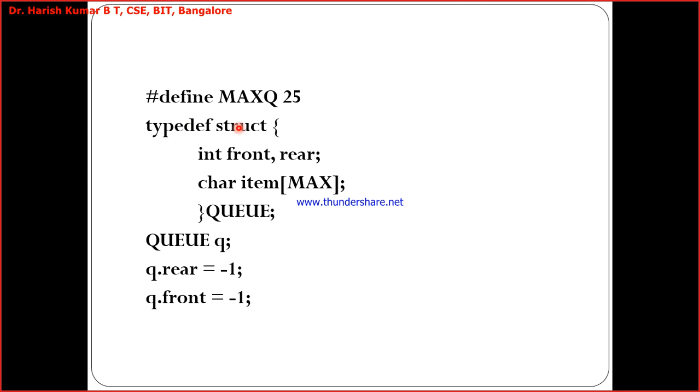So typedef struct, and then instead of this, int front and rear. In the stack we had only one member. What was it? Top. Int top. But in queues we have two pointers, or rather two variables: one is front and another one is rear. And a character array to hold the elements of the queue, similarly as in the stack we had a character array to hold the elements of the stack. Correct, no? And then we have a variable declared to this as queue.